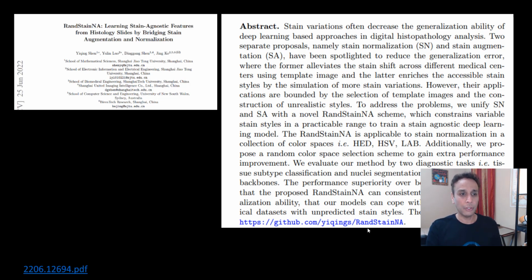I'm going to walk you through the code that I have in this video, but what are they proposing? Let's go through this, because it gives us a good idea of what exactly we are trying to do. So, stain variations often decrease the generalization, obviously, right?